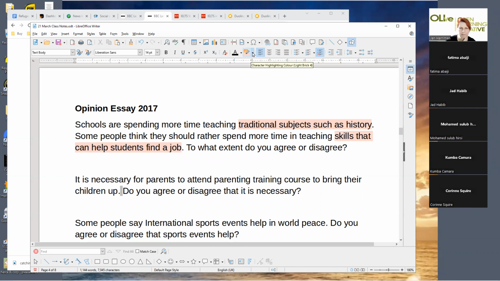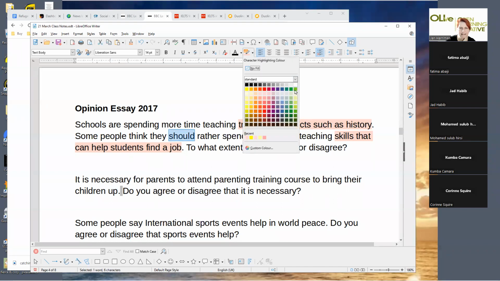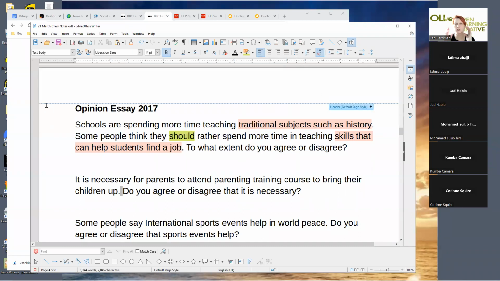This is slightly tricky. The key word here is should. Are we being asked whether schools are spending more time on history rather than job skills? No. We're not being asked about whether they are teaching skills or traditional subjects. It's what they should be doing. It's the value judgment that we have to agree or disagree with. Does that make sense? So that's really our key word. Should becomes our key word in the question. What should schools be doing?